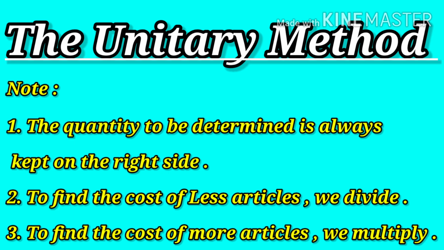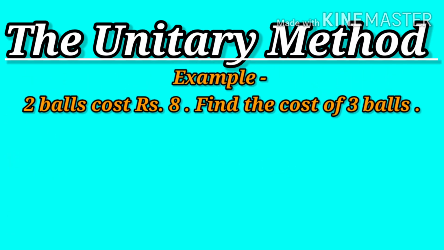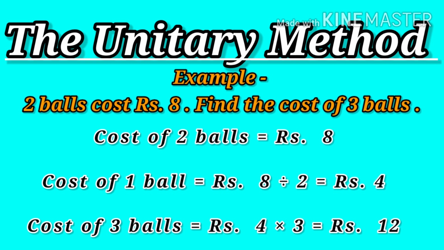Let's take some examples. The cost of 2 balls is rupees 8. Find the cost of 3 balls. So we'll write in statement form: the cost of 2 balls is equal to rupees 8. Now the cost of 1 ball is equal to rupees 8 divided by 2. So the cost of 1 ball will be rupees 4. Now we'll find out the cost of 3 balls, and we'll multiply the cost of 1 ball into the quantity of balls, means rupees 4 into 3, and the cost of 3 balls will be 12.